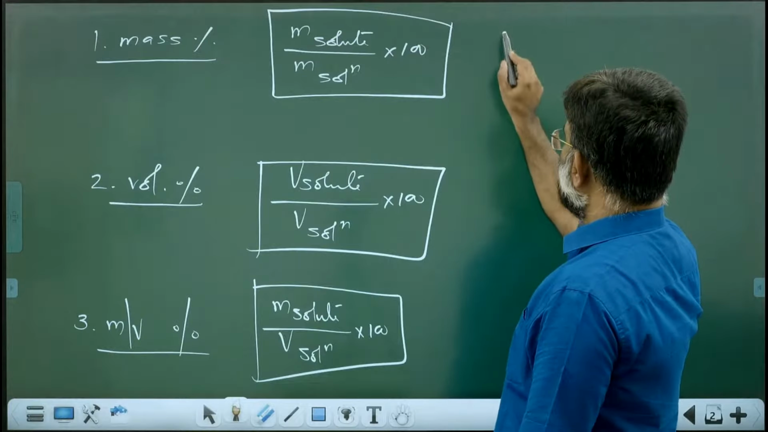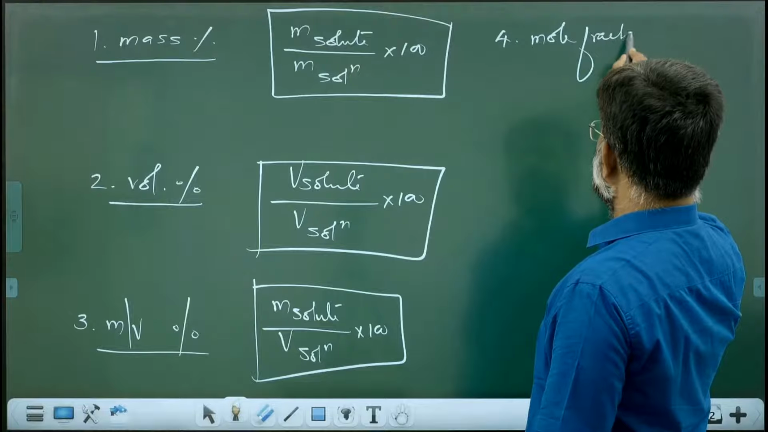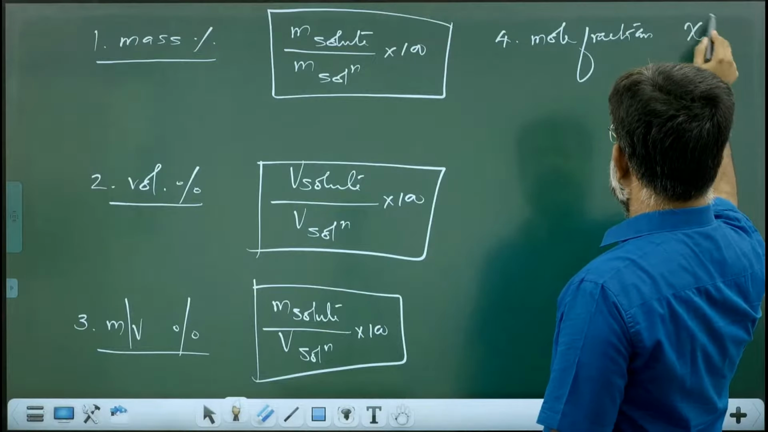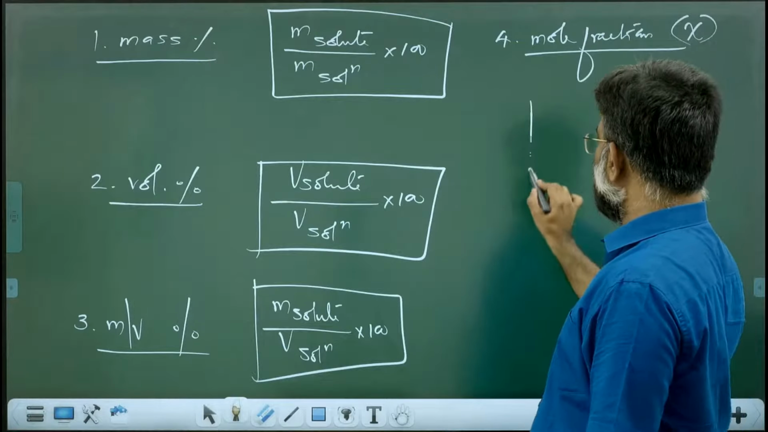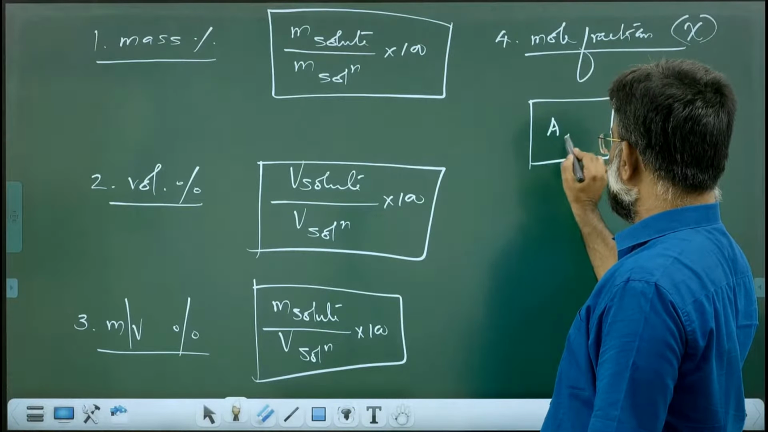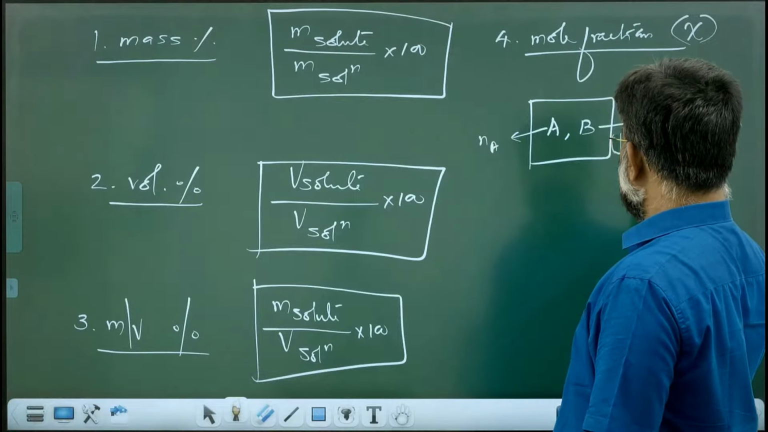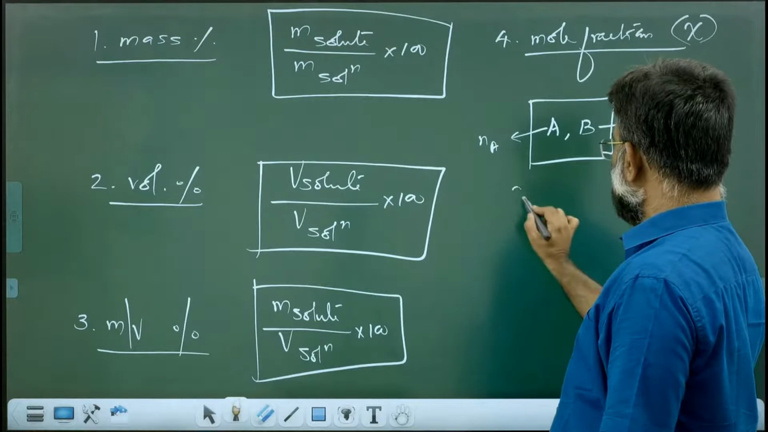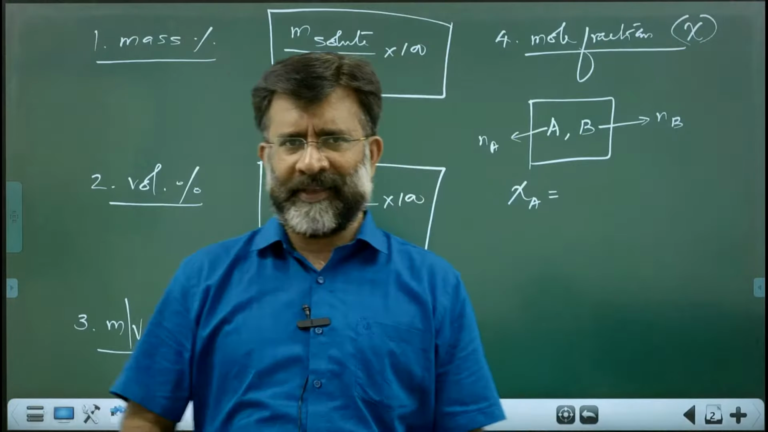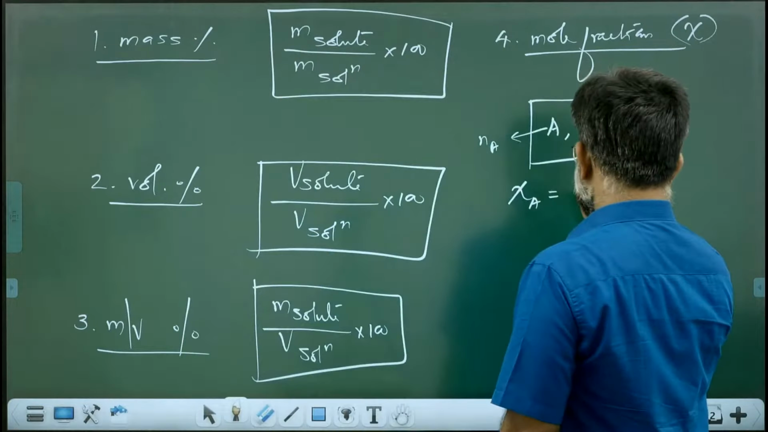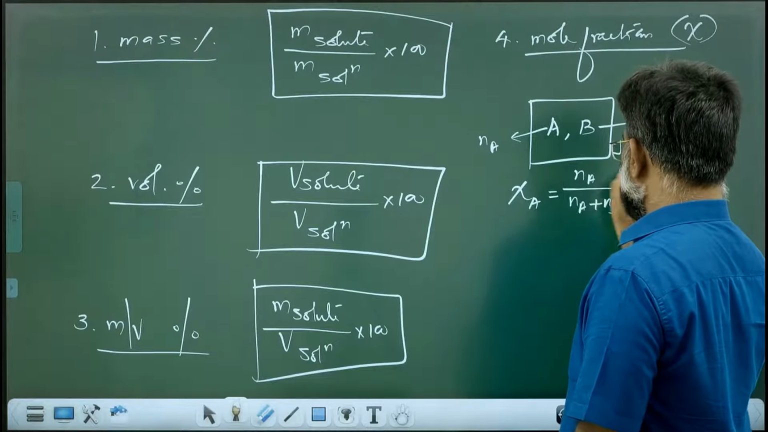Another important one is mole fraction, designated by the letter chi or simply X. What is mole fraction? Imagine you have a solution made up of component A and B, A having number of moles Na, B having number of moles Nb. Then mole fraction of A. All of you know what is mole fraction of A? Exactly. It is number of moles of A divided by number of moles of A plus number of moles of B.